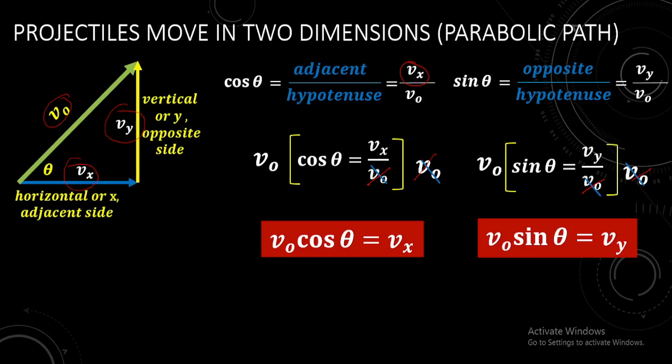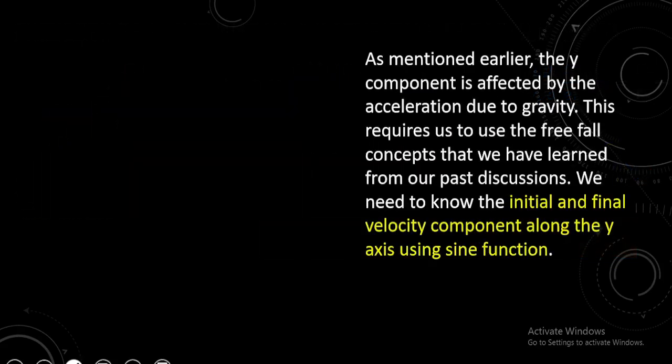So let's move on. As mentioned earlier, the y component is affected by the acceleration due to gravity. This requires us to use the concepts of free fall that we have learned from our past discussions. We need to know the initial and final velocity component along the y-axis using the sine function, and it can be related to the time.